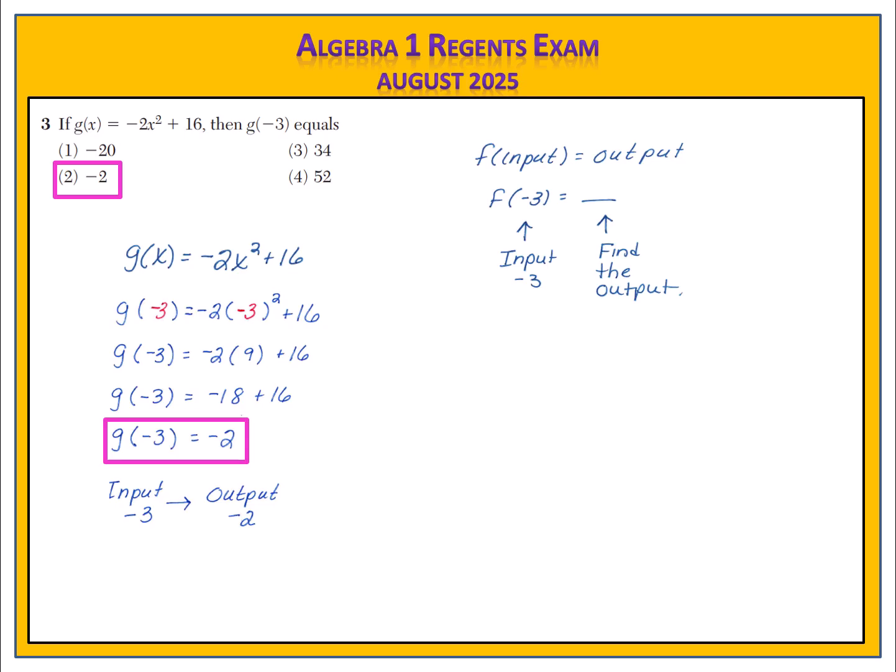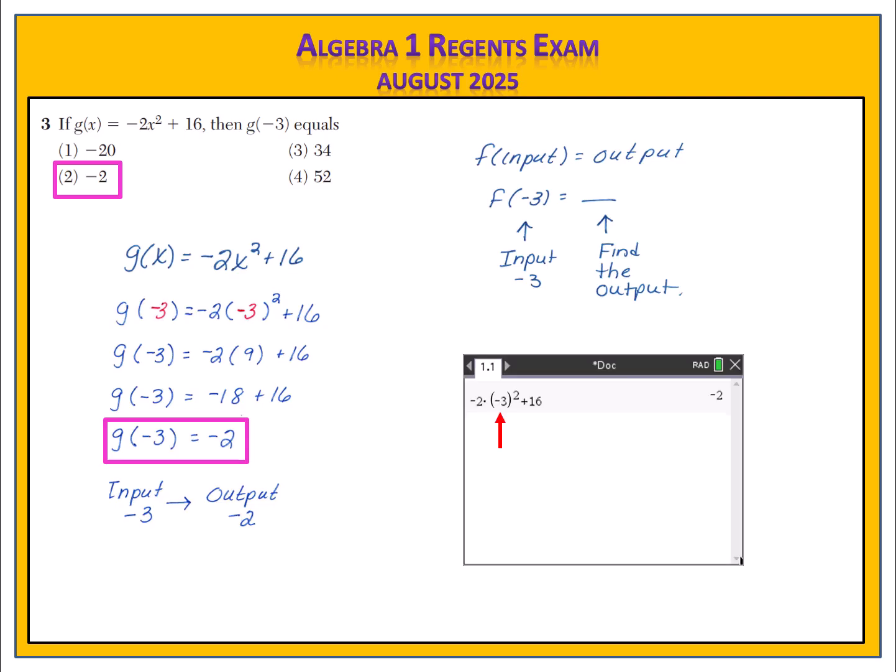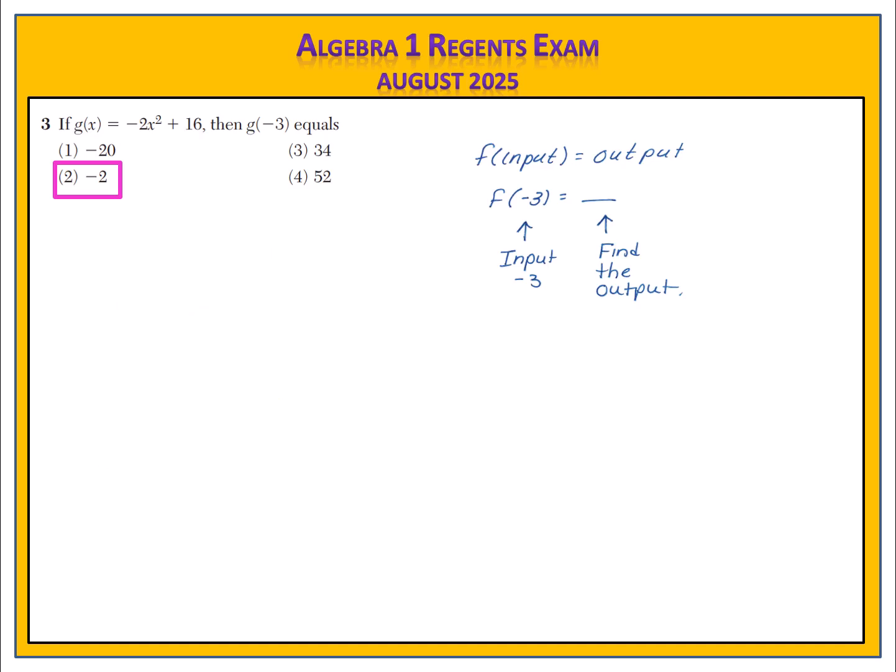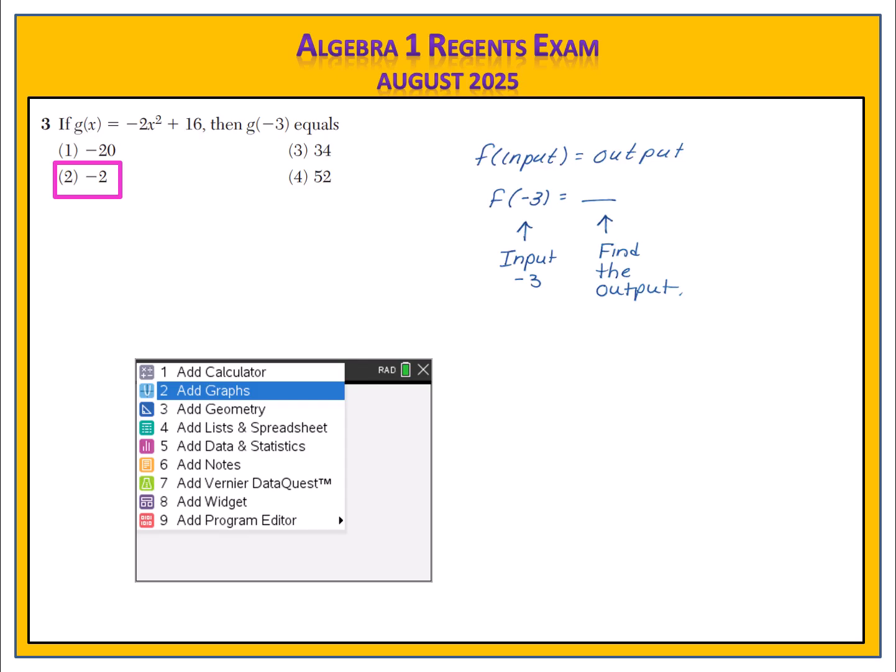If you don't want to do the computations by hand, you can always type them into your calculator. If you do that, be careful. Make sure you put the negative 3 in parentheses and the exponent of 2 on the outside. If you don't use those parentheses, as seen here, then the calculator will give you an incorrect answer. And notice that that incorrect answer is choice 3. So be very careful.